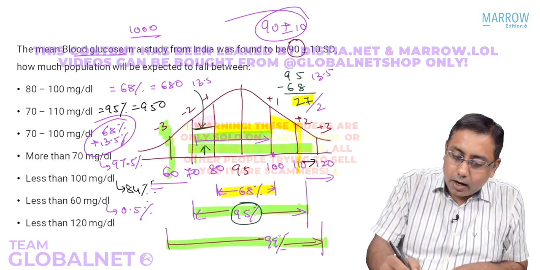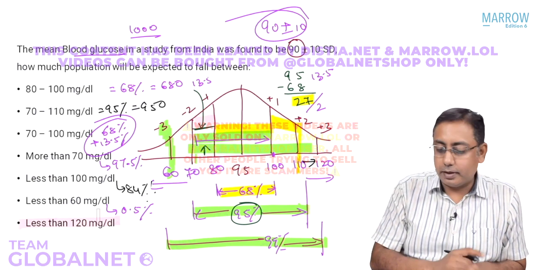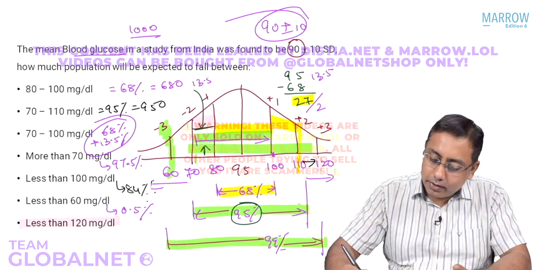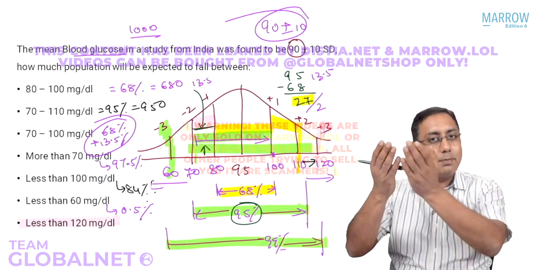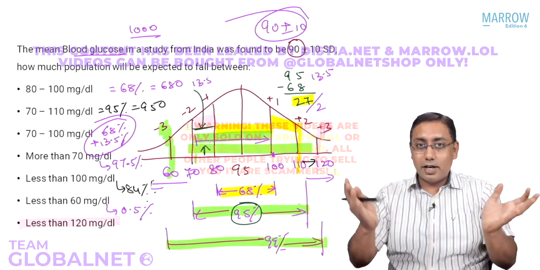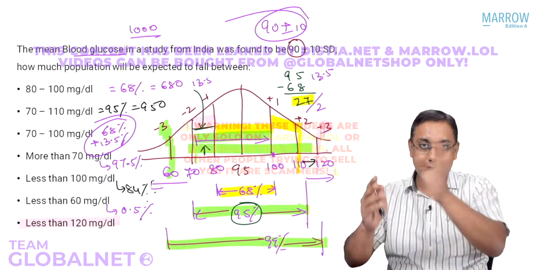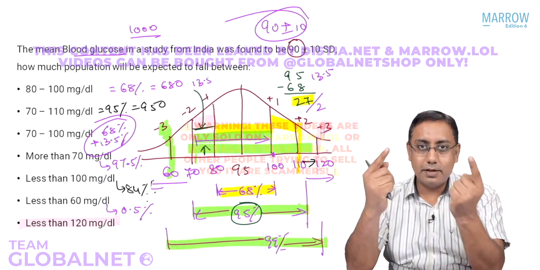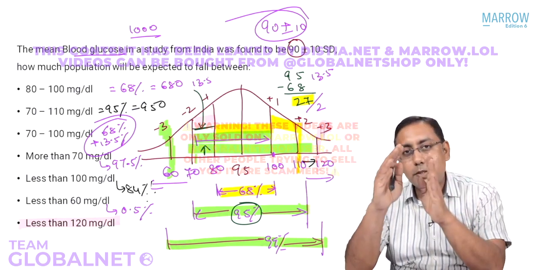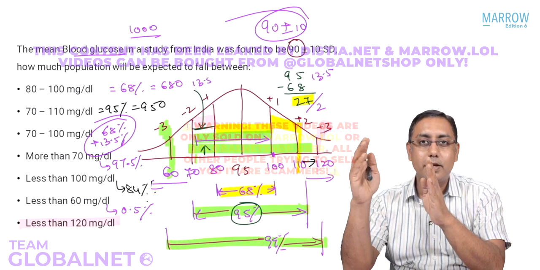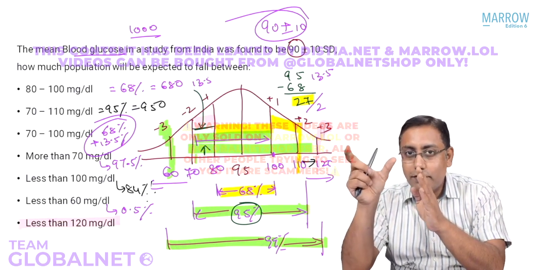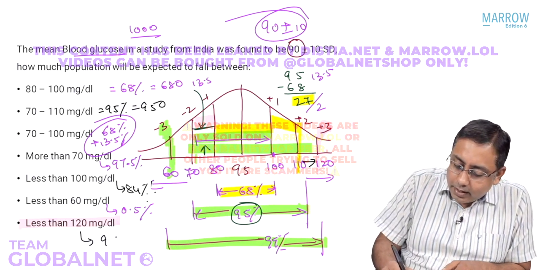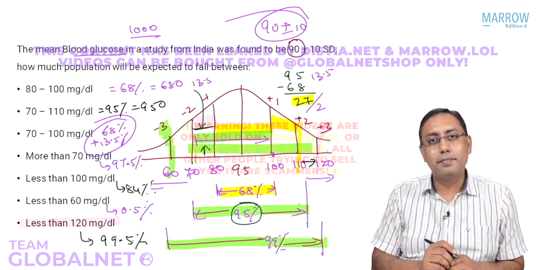Next MCQ. How much will be less than 120? Same answer, beta. It's nothing to get scared of. What is 130, 120 at what point? It is at plus 3 standard deviation. So total is 100. Plus 3 is at 99%. So out of 100, 99 are gone. 1% is left out. Half this side, half this side. So how much population is more than 120? More than 120 will be 0.5%. How much is less than 120? Less than 120 will be 99.5% population. Are we getting it?